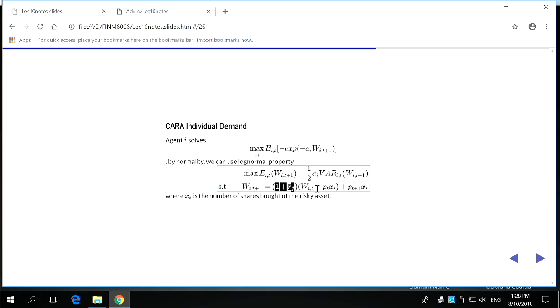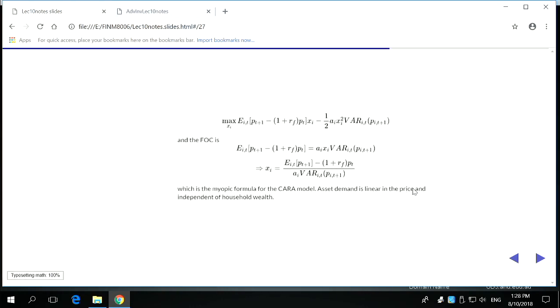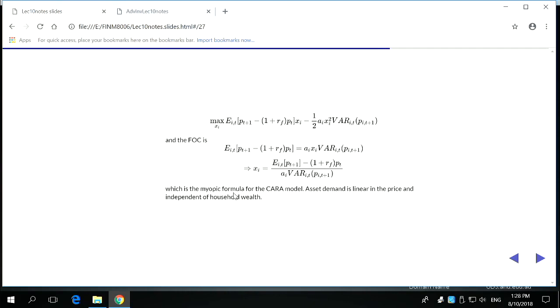That's from the risk-free asset. All right, so now we can just solve this maximization problem, which I hope at this point is standard for you, right? You set up a Lagrangian, do the first order condition. So if you set up the Lagrangian.